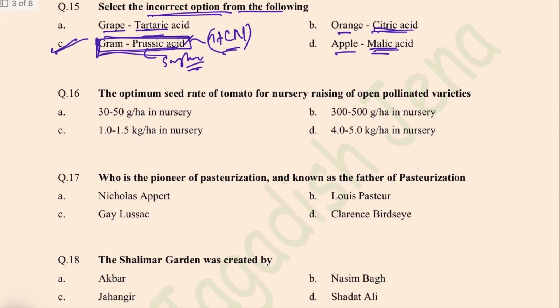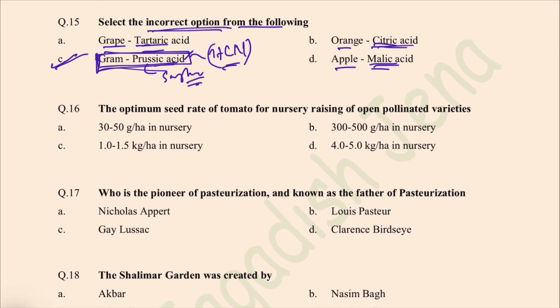Next question. The optimum seed rate of tomato for nursery raising of open pollinated varieties, that is 300 to 500 gram per hectare in nursery. Question from here: what is the approximate seed rate of transplanted 1 hectare land of hybrid tomato varieties? That is 100 to 150 gram will be enough. But if we talk about open pollinated variety, then 300 to 500 gram will be required. The recommended seed rate for nursery raising in open pollinated brinjal variety is 400 to 500 gram per hectare. Next question.